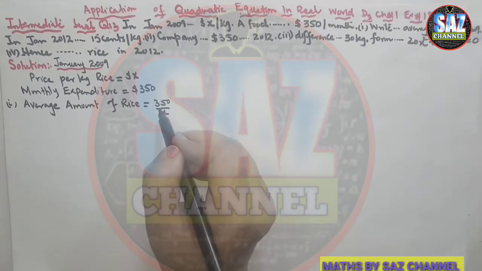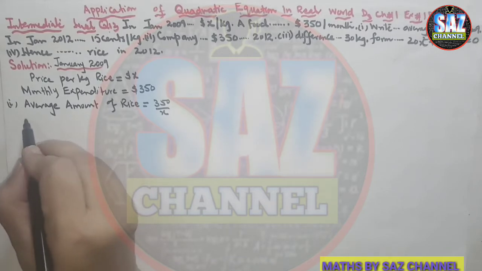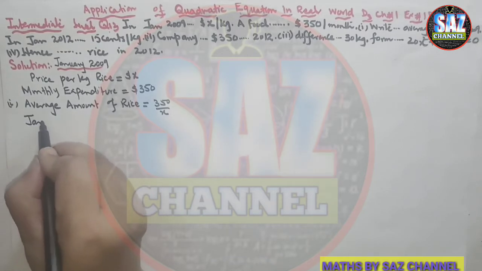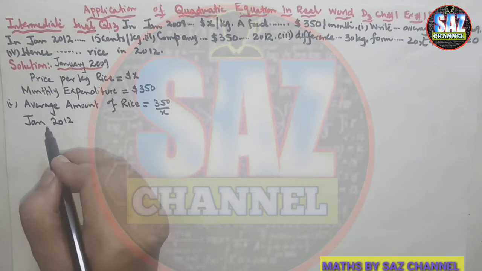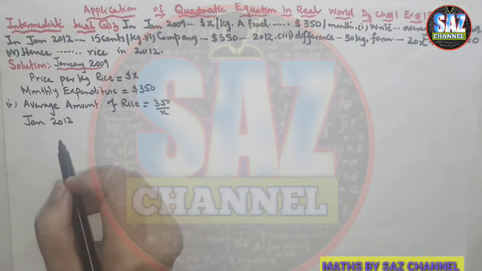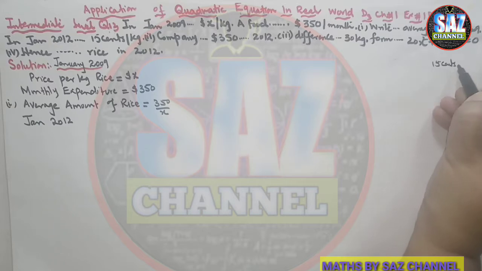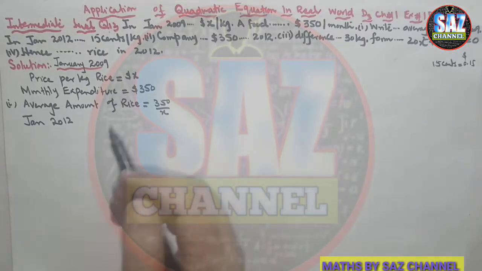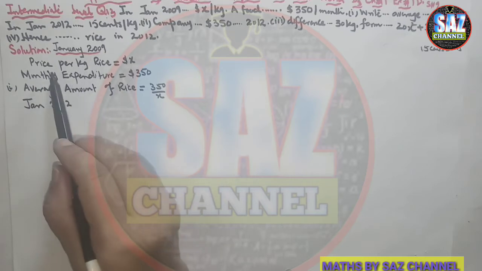Now coming to the next information that says in January 2012, what happened in January 2012, that the price of each kilogram of rice had increased by 15 cents. 15 cents are equal to $0.15.